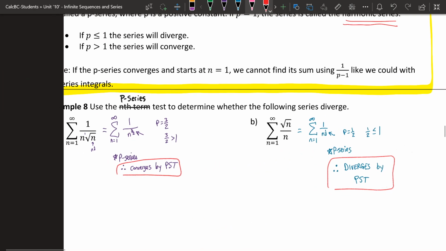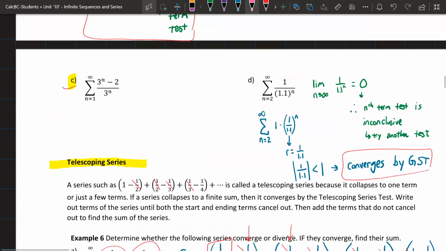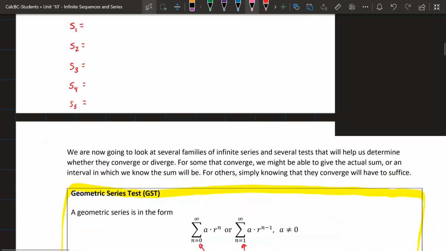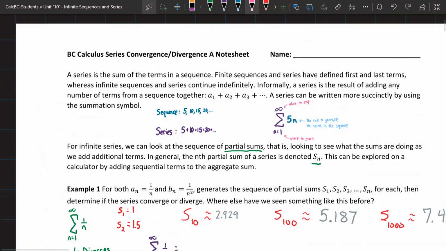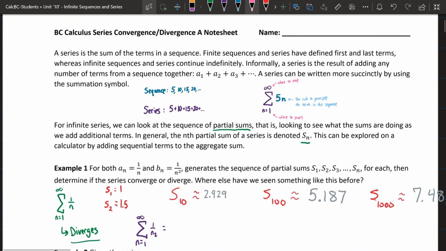All right, so we have a collection of tests to determine whether certain series converge or diverge. We're going to add some more in our next lesson, and stay well.